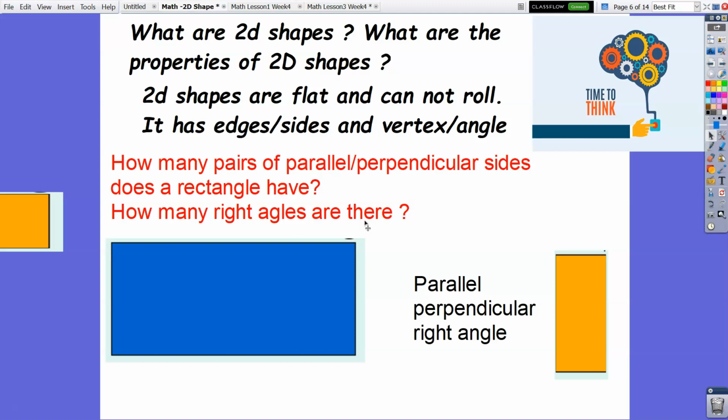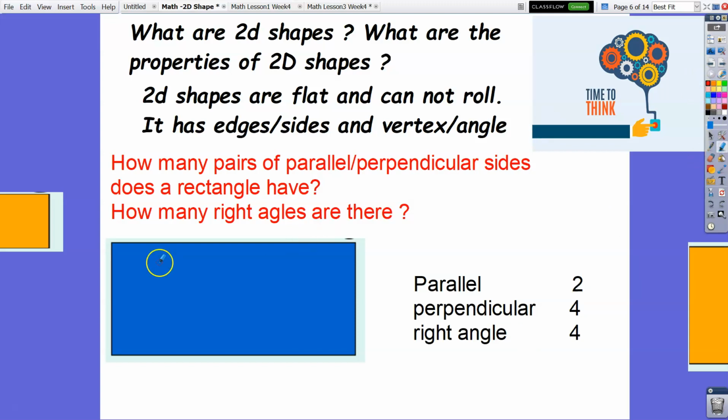Now, time is up. I'm going to show you the answers. There are 2 pairs of parallel lines, 4 perpendicular lines, and 4 right angles. Now, I'll be using red highlighters to show you the 2 pairs of parallel lines. So this line on the top and another line on the bottom are parallel. They do not meet.